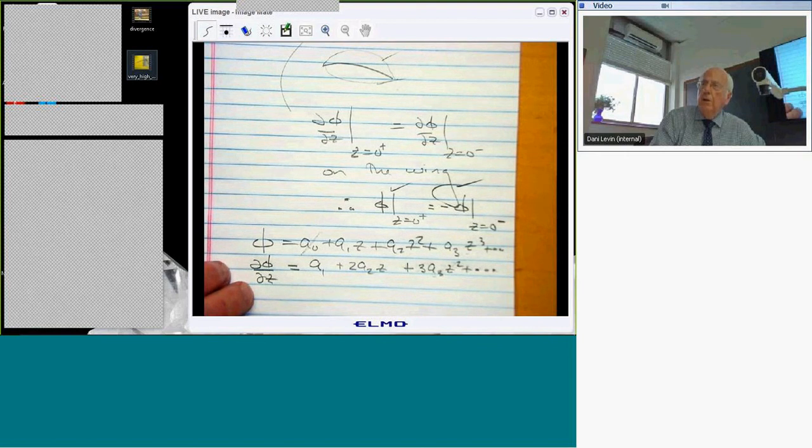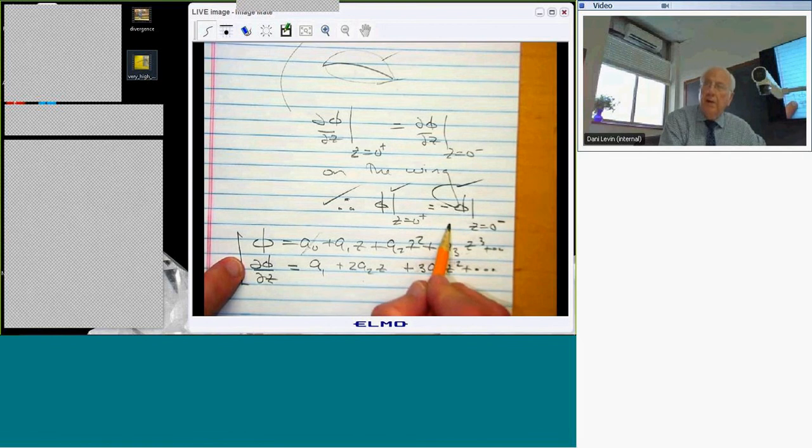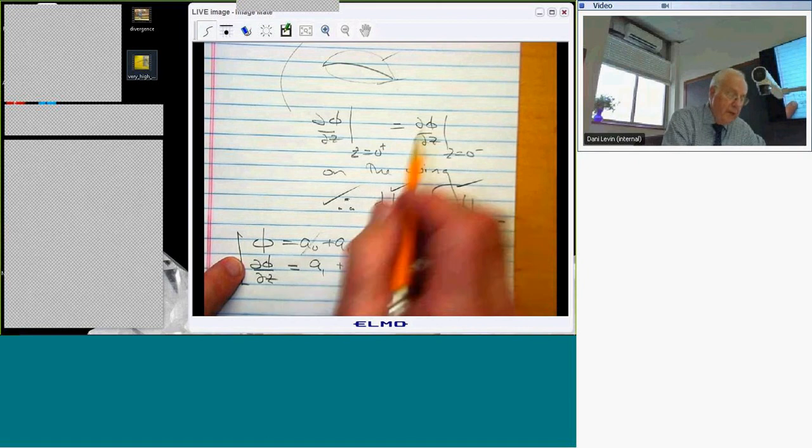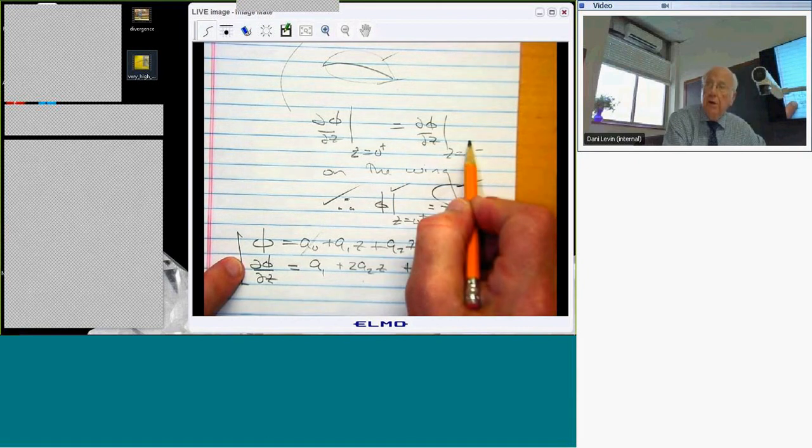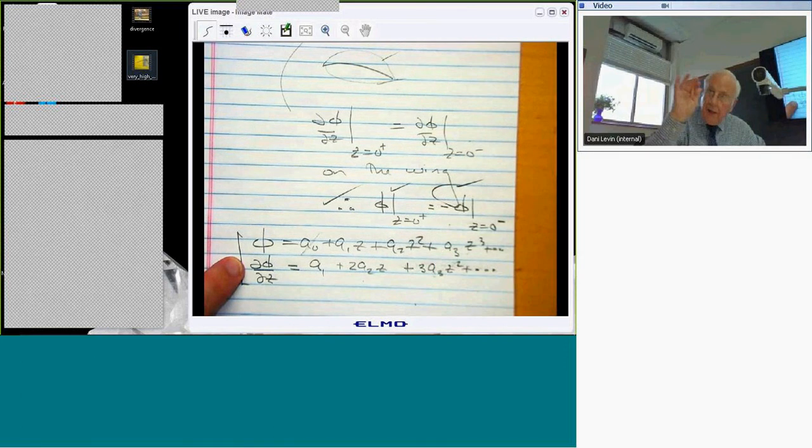Oh, I'm not sure which question you're asking me. All I'm trying to do now is justify that statement. Are you concerned about this statement? This statement I claim is true on the wing. It's just the continuity between on the wing and off the wing. But then that's the next statement. Then I'm saying this is true on the wing.